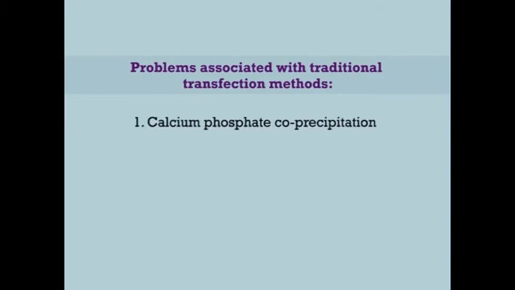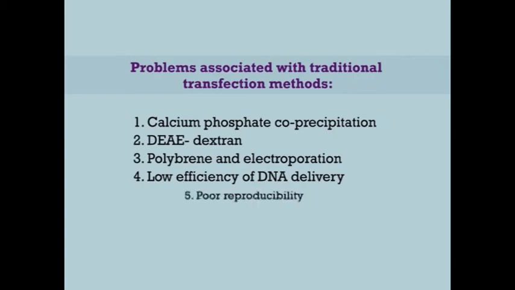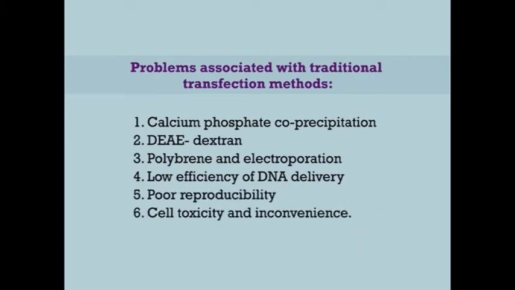The transfection reaction is commonly performed under aqueous conditions. Some of the problems associated with traditional transfection methods like calcium phosphate co-precipitation, DEAE-dextran, polybrene and electroporation include low efficiency of DNA delivery, poor reproducibility, cell toxicity and inconvenience.